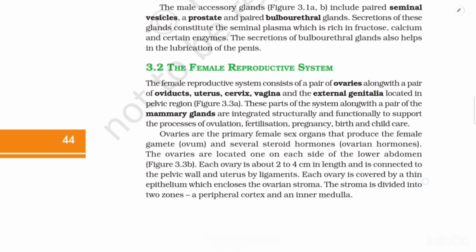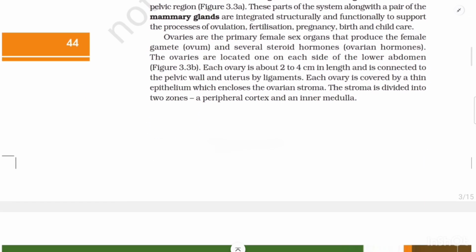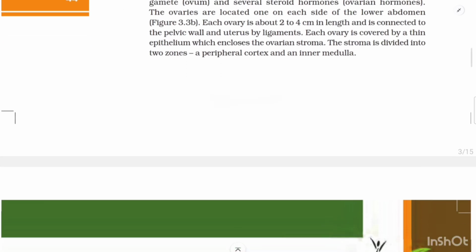Each ovary is about 2 to 4 cm in length and is connected to the pelvic wall and uterus by ligaments. Each ovary is covered by a thin epithelium which encloses the ovarian stroma.